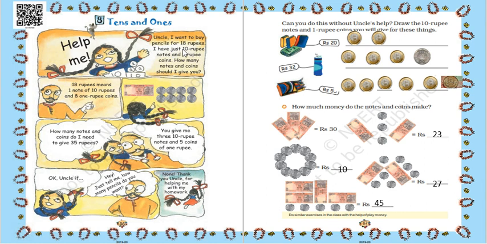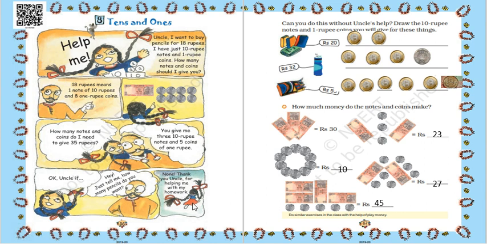Uncle, I want to buy the pencils for 18 rupees. I have just 10 rupees notes and 1 rupee coins. How many notes and coins should I give you? 18 rupees means one note of 10 rupees and 8 one rupee coins. Okay, how many notes and coins do I need to give you for 35 rupees? You give me 3 ten rupees notes and 5 coins of 1 rupee. Okay, uncle, just tell me, how many pencils do you want? None. Thank you, uncle, for helping me with my homework.